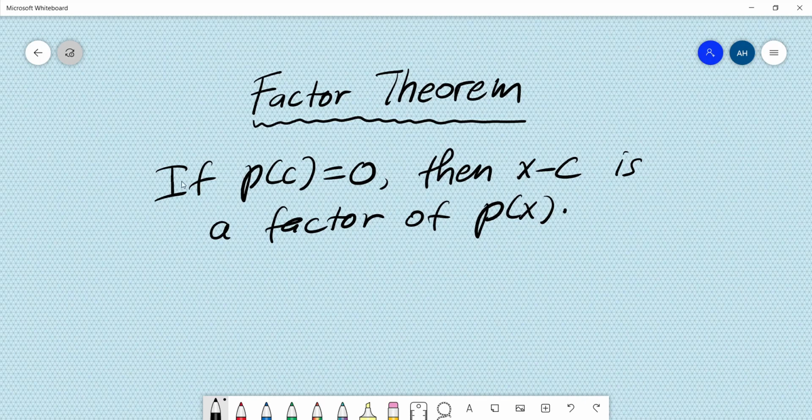It says this: if P(c) equal to 0, then x minus c is a factor of P(x). See this statement, P(c), that c comes from this expression, that is x minus c. We use that value c, whatever that value is, and substitute into x, then we have P(c), right? Now if we find out that P(c) is equal to 0, then we can conclude that x minus c is a factor of P(x). That's what factor theorem says.